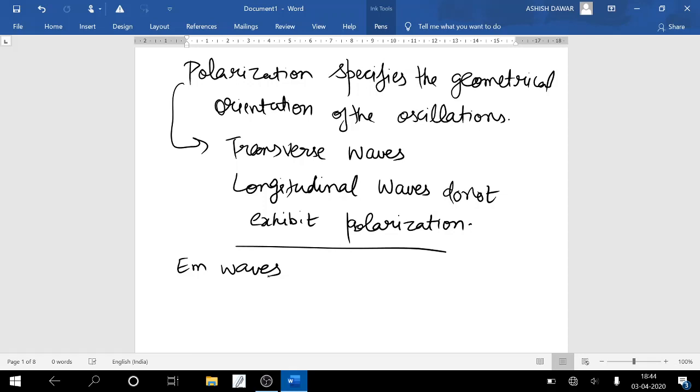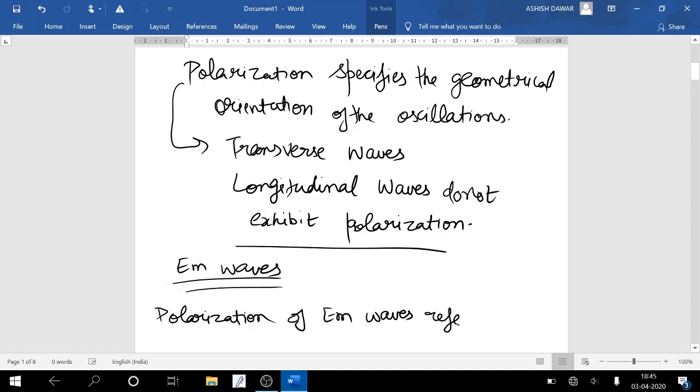perpendicular to each other. So basically, by convention, the polarization of EM waves refers to the direction of the electric field. Okay, so polarization of EM waves, what does it give? It refers to the direction of the electric field.